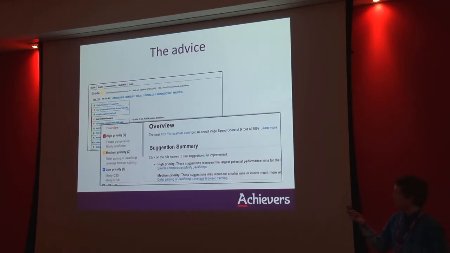And next, we have Google's PageSpeed. Very similar. We get an overall score. I got 0, which is not great. But on the other hand, compared to YSlow, it organizes its recommendations from the largest potential wins, so highest priority, down to the smallest.